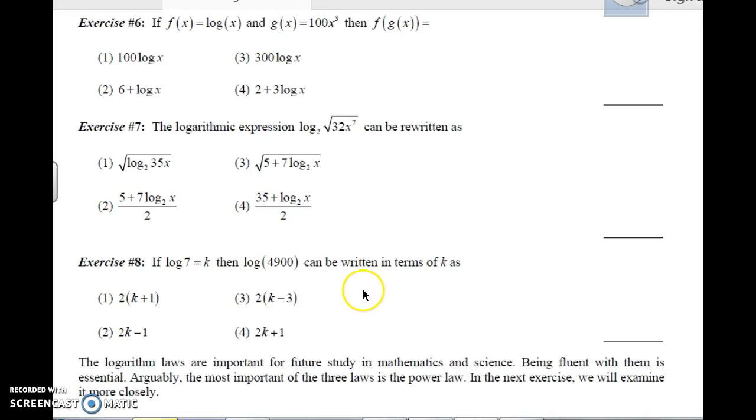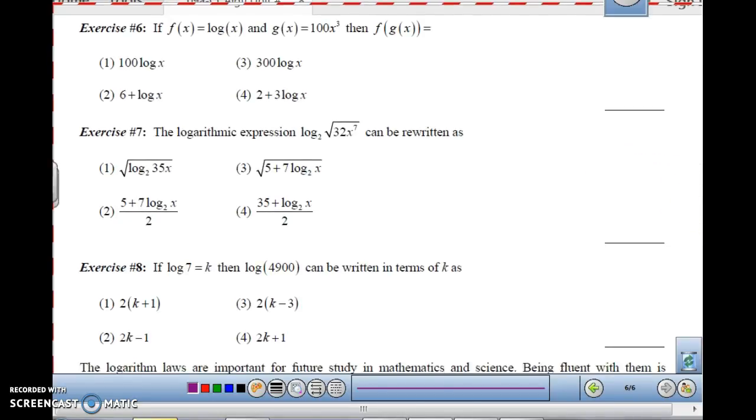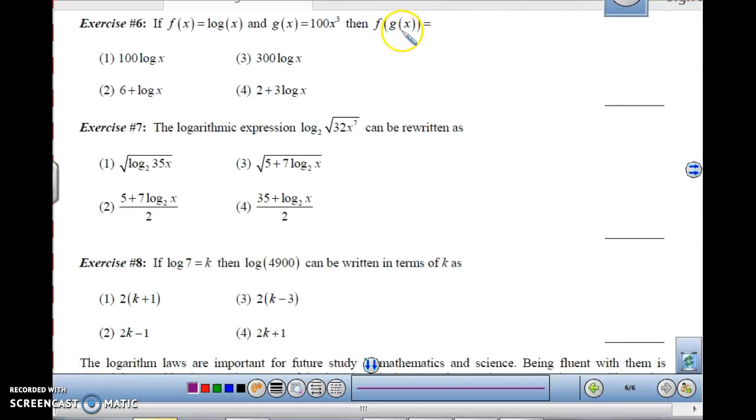All right, let's do one more and then we'll save the rest for the next class. f of x equals log of x and g of x equals 100x cubed. Then f of g of x equals. All right, so f of g of x means we take g of x and plug it in for x in f of x. So we are looking for f of 100x cubed. So we're going to take this, plug it in here. So that's going to be log of 100x cubed.